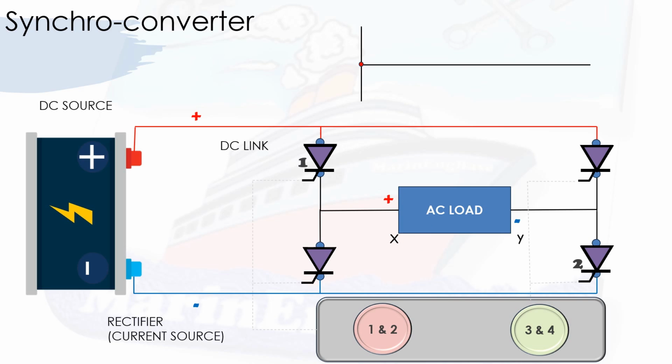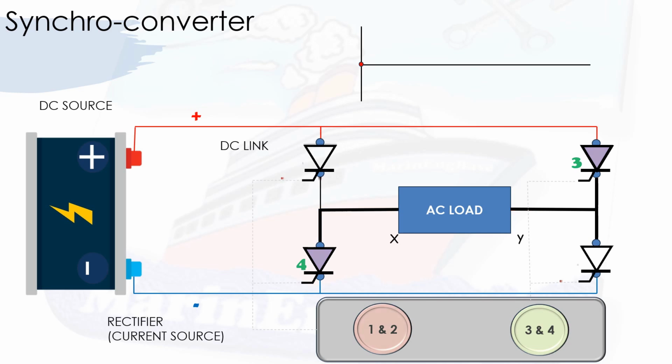Let's say if we activate 1 and 2 like the previous case, it activates the gate signal and the load is subjected to this polarity. Let's say if we activate 3 and 4, in that case the load will be subjected to the opposite polarity compared to the previous state.